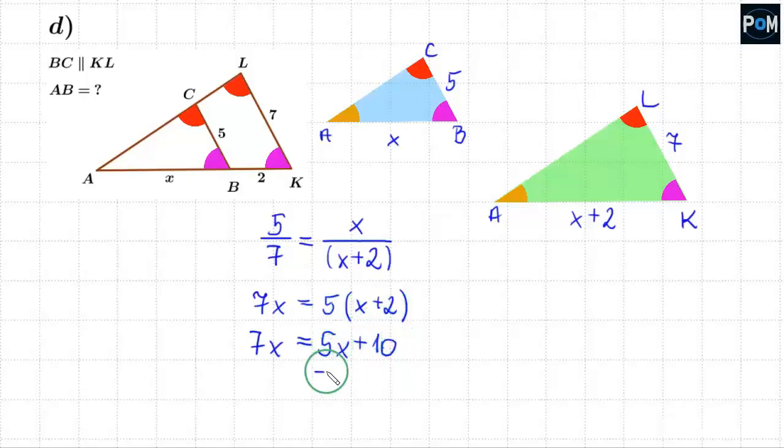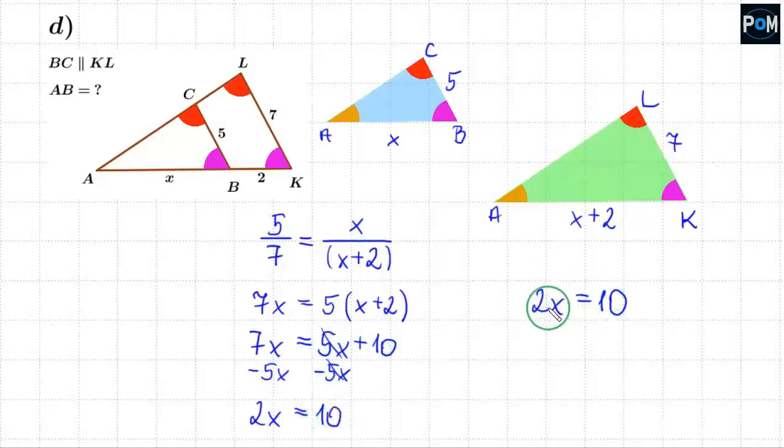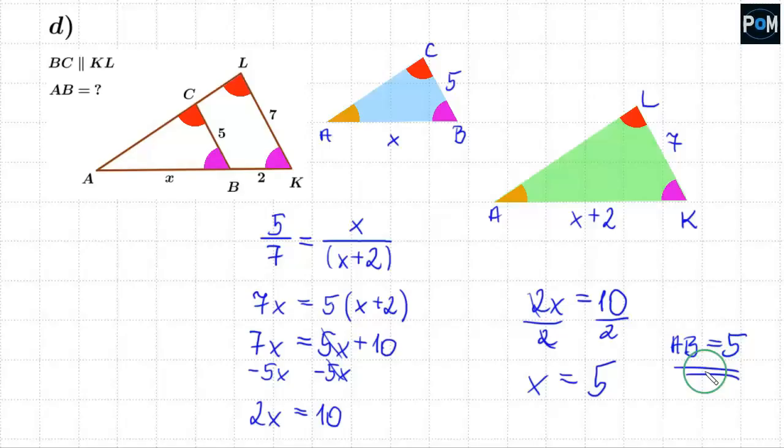I will subtract 5x here. On this side of the equal sign, I also subtract 5x. From this, I get 2x. 5x minus 5x cancel each other out completely, leaving me with just 10. So I have that 2x equals 10. I will divide everything by 2. The 2's cancel out, leaving x, and here 10 divided by 2 equals 5. I calculated that x equals 5. Therefore, that side AB is equal to 5. That's what I had to calculate. This is where the task ends for me.